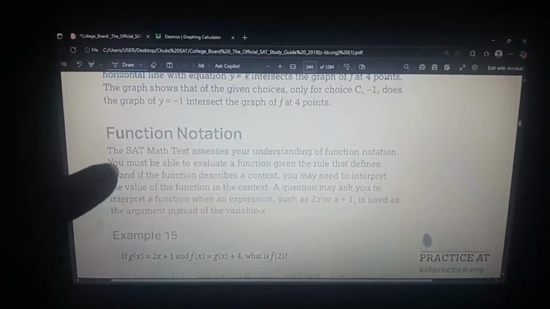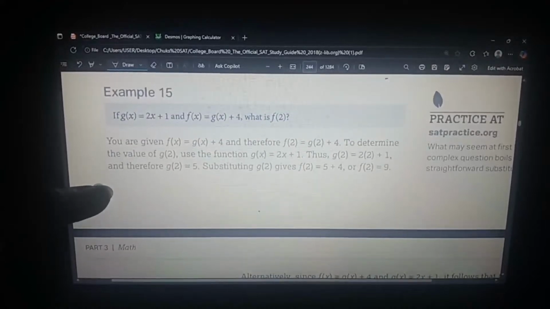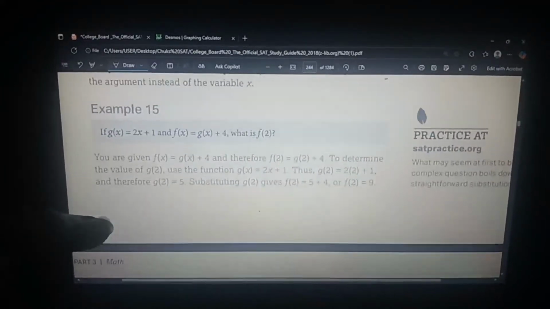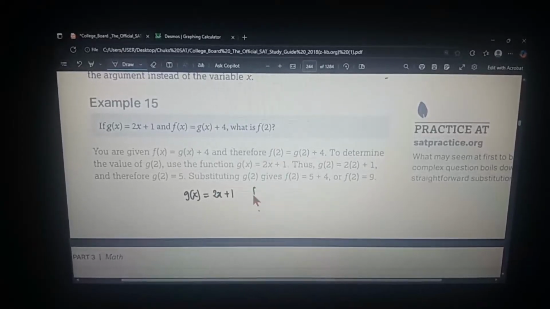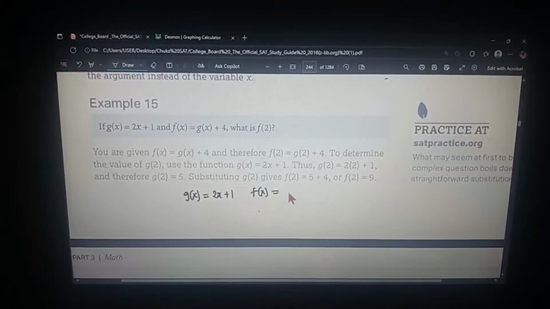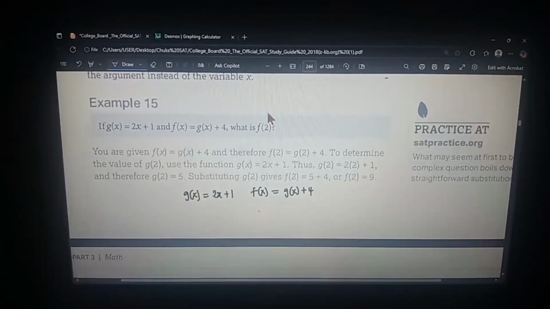Okay, so this is the next question, under functions, example 15. This one is quite interesting and very easy. We are given that g of x is equal to 2x plus 1, and we're given that f of x is equal to g of x plus 4, and then we want to find f of 2.